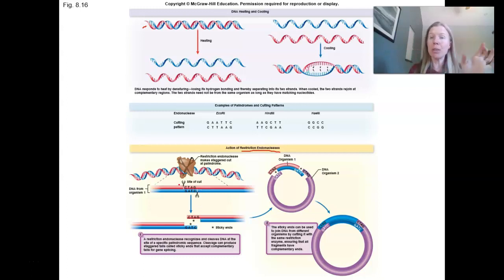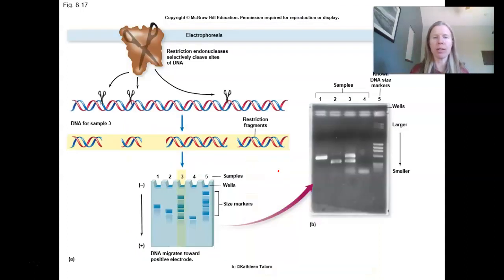If you cut, say, human DNA with a restriction endonuclease, and then you cut a bacterial plasmid with that same restriction endonuclease, you would get complementary sticky ends because they always cut at the same sequence. So this is a cool technology you can use to make these recombinant DNA situations, where you can move DNA from one organism to another.